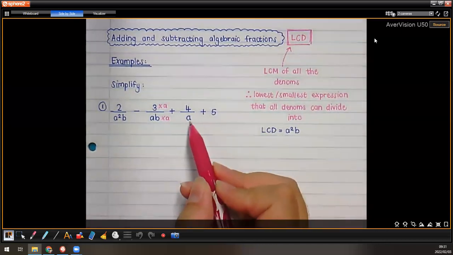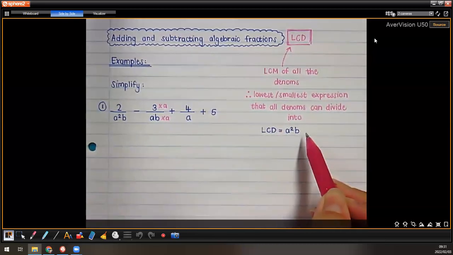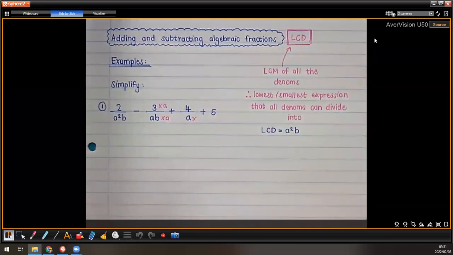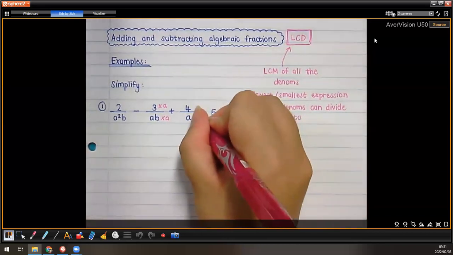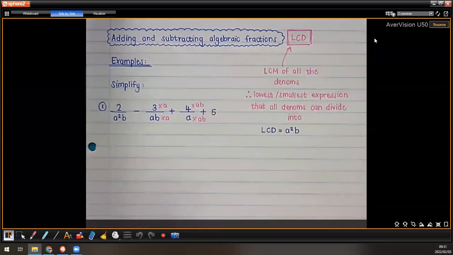For the next one, the denominator currently is A. I need it to be A squared B. What do I multiply A by to get A squared B? AB. You do the same at the top.